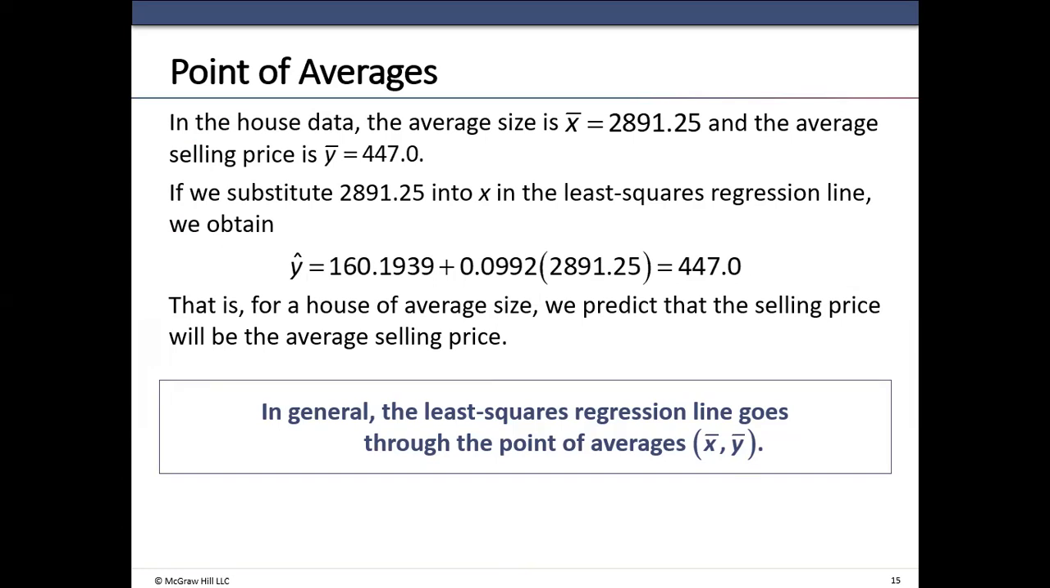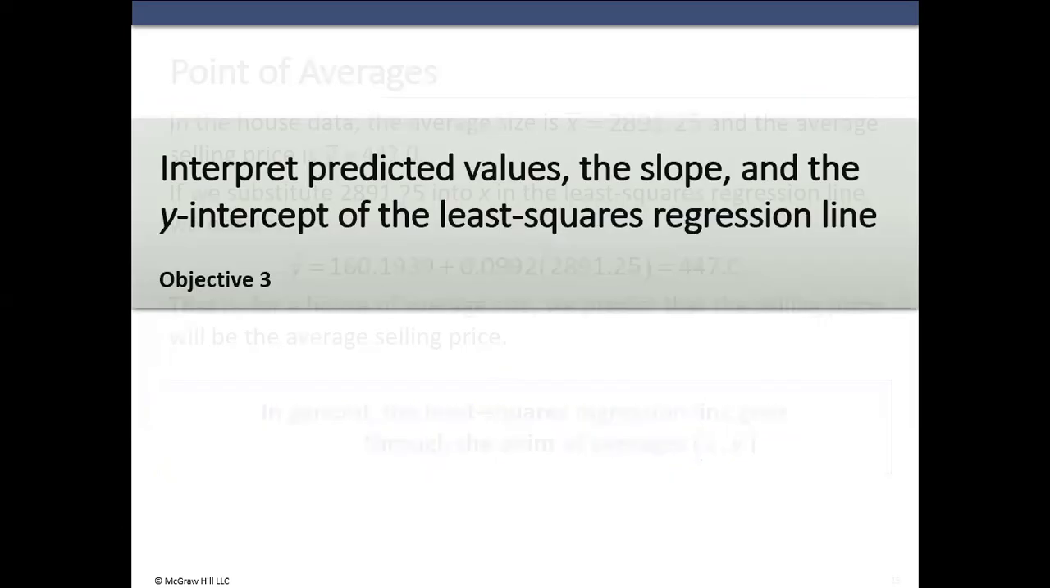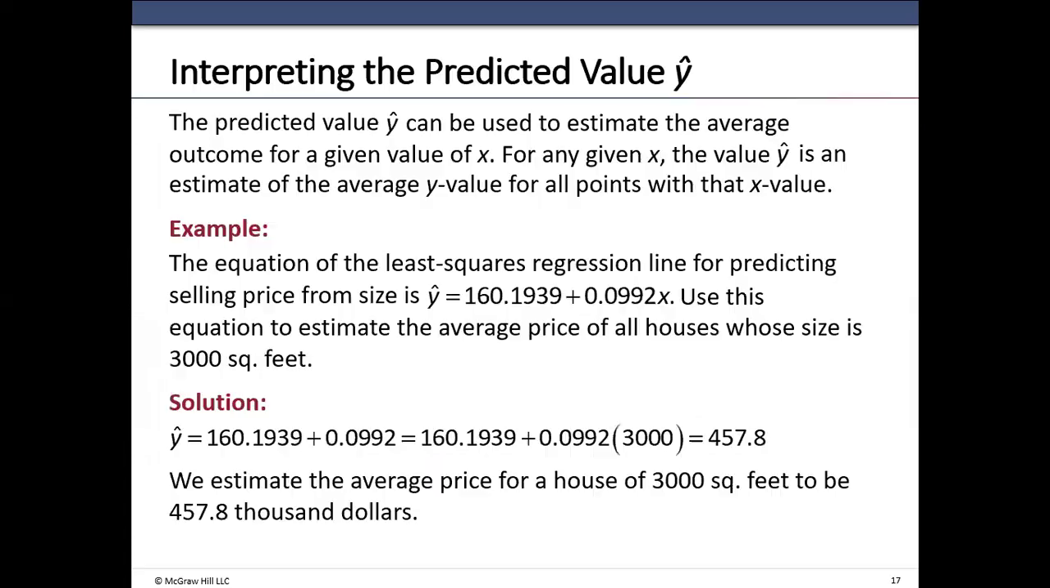If you plug in the average value of x, you will get an average value of y. In general, the least square regression line goes through the point of averages. Interpret predicted values, the slope and y-intercept of the least square regression line.